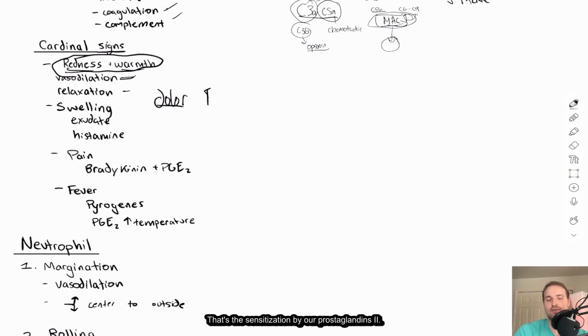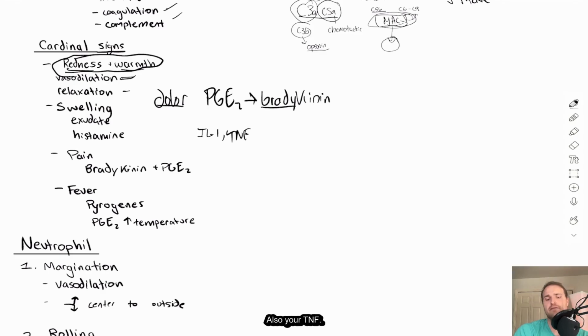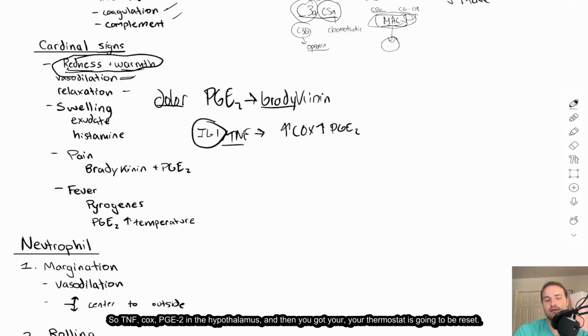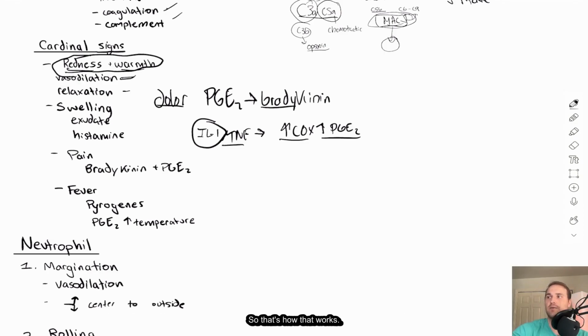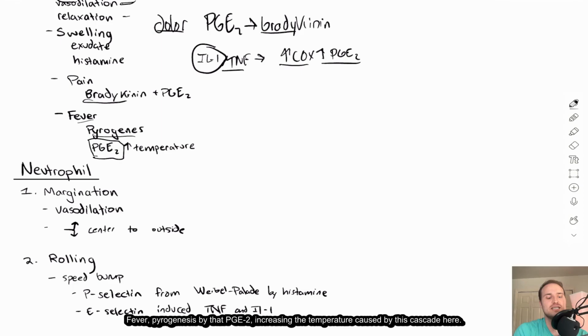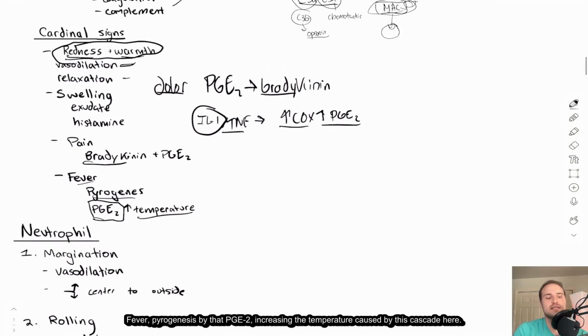That's a sensitization by our prostaglandin E2s. So that's going to be your bradykinin. Think of a guy named Brady who just hurts you. Your fever is mediated by your IL-1, also your TNF. It's going to cause an increase of your COX, increase of PGE2 in the hypothalamus, and that's going to reset your thermostat. So that's how IL-1 and also TNF are going to work. So TNF, COX, PGE2 in the hypothalamus, and then your thermostat is going to be reset. So that's how that works. Okay, so pain, Brady hurts you. Fever, pyrogenesis by that PGE2, increasing the temperature caused by this cascade here.